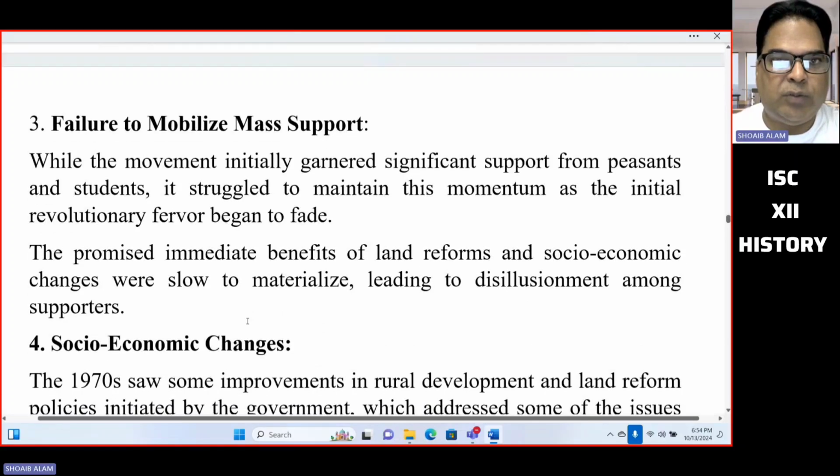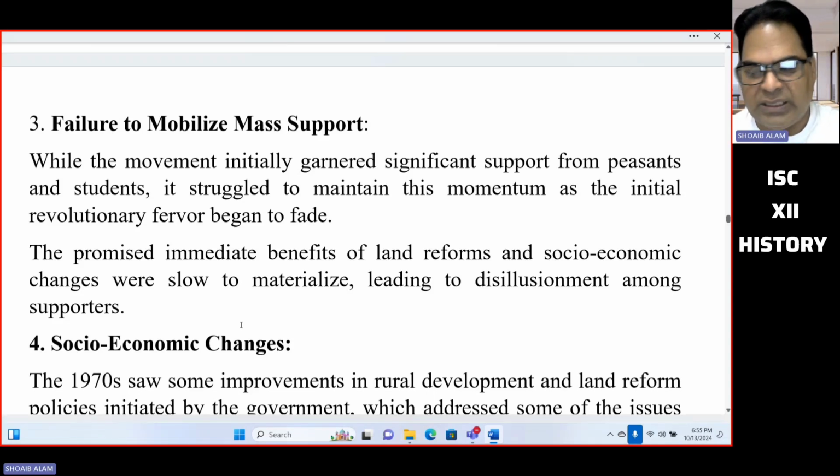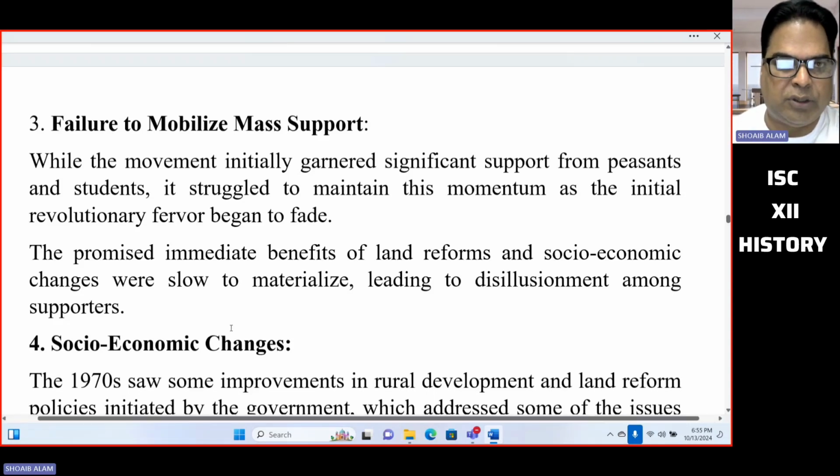Failure to mobilize mass support. Those who were propagating these ideas and all supporters of the Naxal movement, to some extent they went underground. While the movement initially garnered significant support from peasants and students, it struggled to maintain this momentum as the initial revolutionary fervor began to fade. Though the movement was continuing with the support of peasants and students, the support which they used to get earlier has now started to fade.